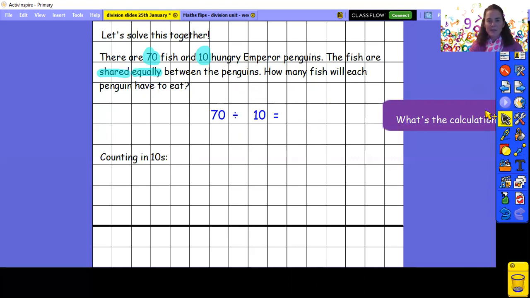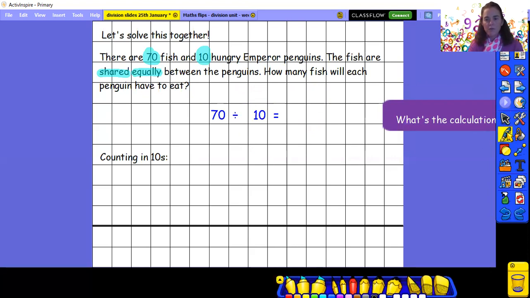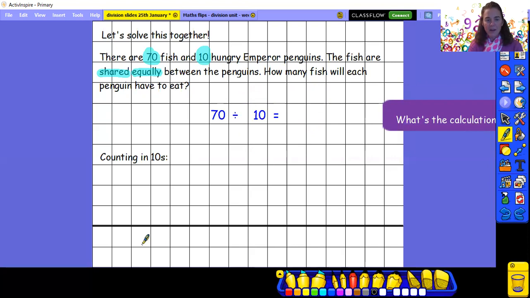So I'm going to be counting in tens on my number line to see how many tens go into 70. So on your piece of paper, hopefully you've got a line. I want you to write the number 0 at the end of your number line on the left-hand side of your number line. And we're going to count in tens. And our target number is 70. That's what we've got to get up to.